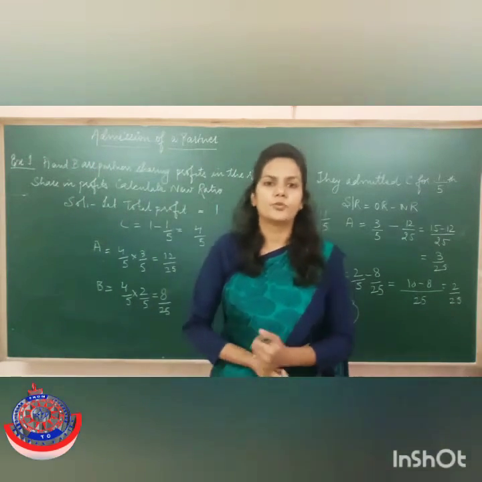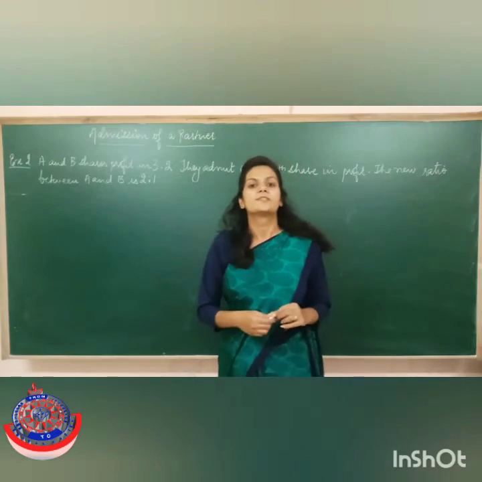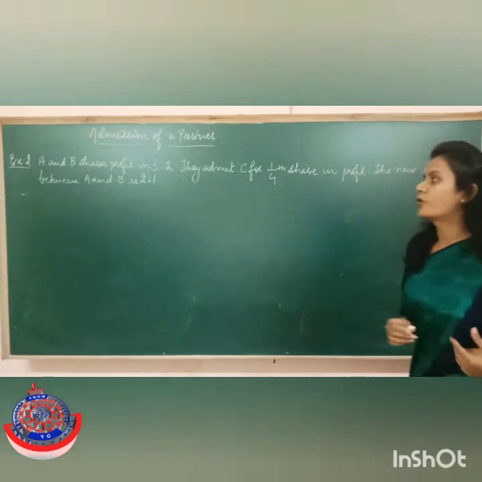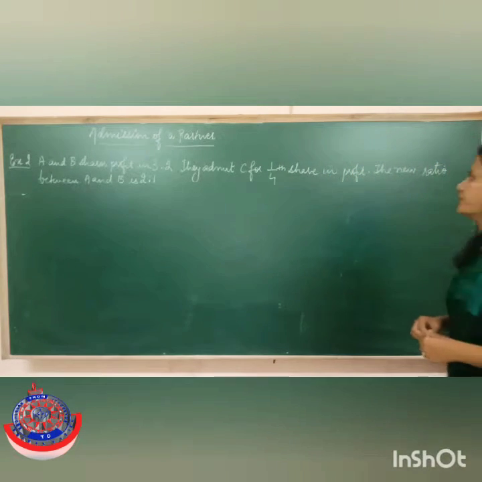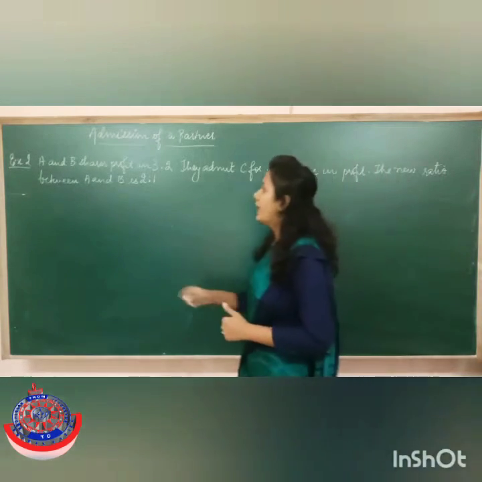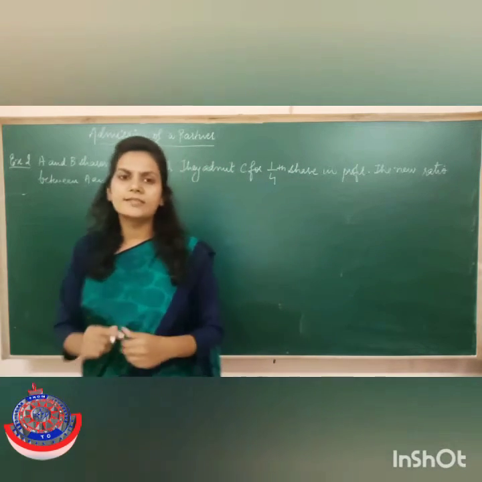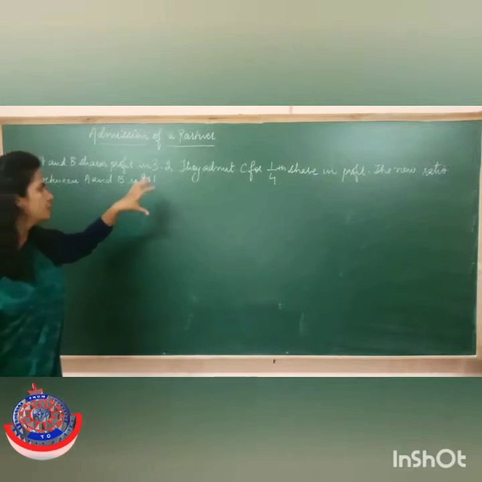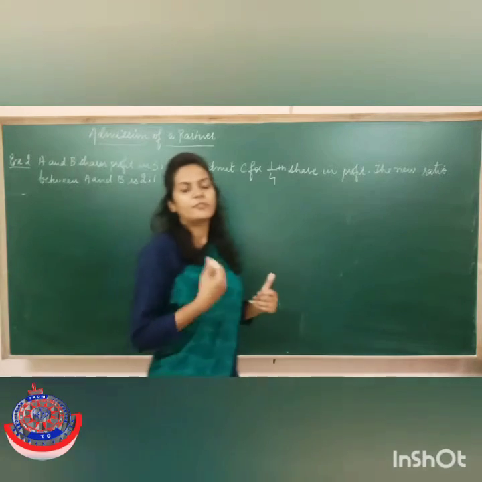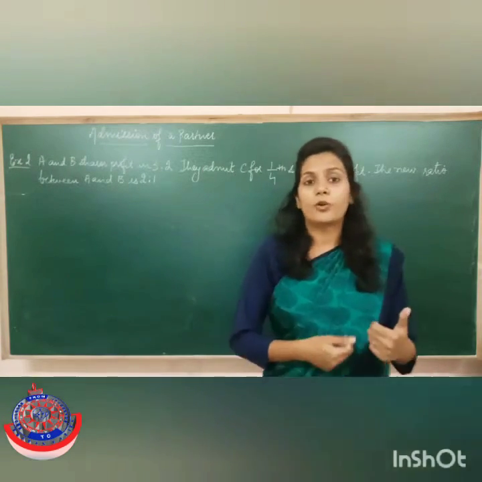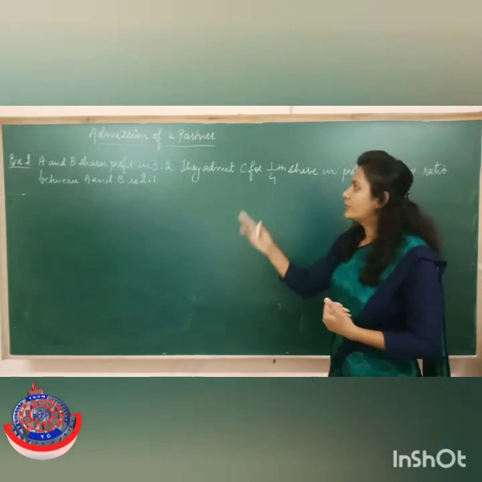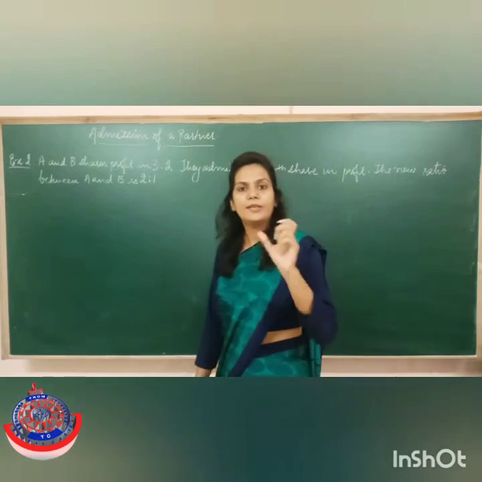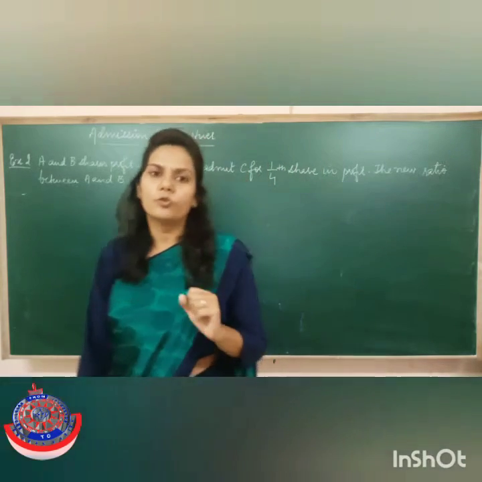Now let's move on to the second case. So now let's move on to the next case. Next is A and B shares profit in the ratio 3:2. They admitted C for 1/4 share, and the new ratio between A and B is 2:1. So here you will be guessing something, that if new ratio is given, then what do we have to calculate? Actually this new ratio indicates the share in which A and B is going to share the leftover profits.